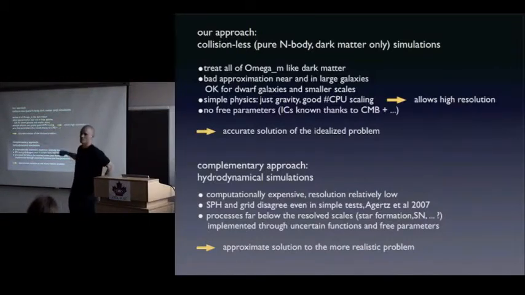Our assumption is that all of omega m forms part of structure formation, even on these small scales, which below the Jeans mass is, of course, not right. So there, the baryons would not participate in structure formation. That would have some effect on the very small structures that we resolve here. That's true.